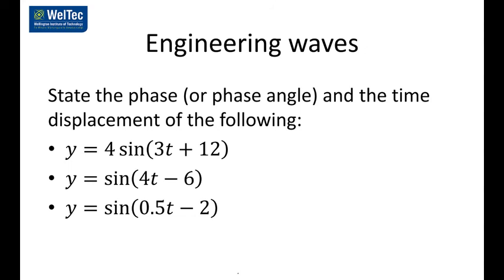Number 1, the time displacement is going to be 12 over 3, and it's going to move to the left by 4 seconds. The second one is going to move to the right. The curve is going to be redrawn to the right by 6 over 4 seconds, and the third one is going to be moved to the right by 2 over 0.5, which would be 4.